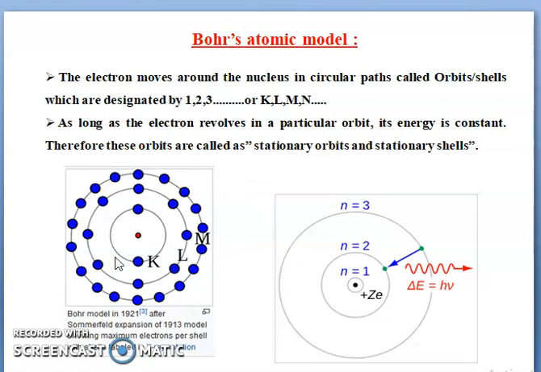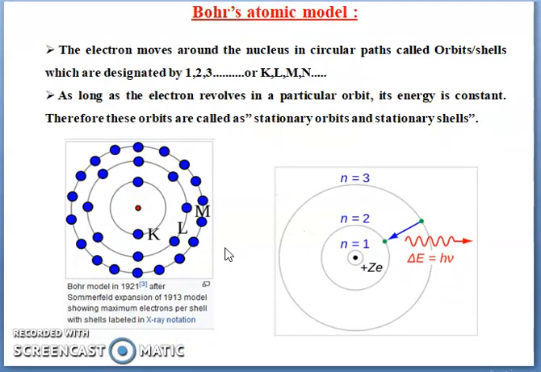We can see here the picture of this Bohr model in 1921, after Sommerfeld explained the 1913 model, showing the maximum electrons per shell with the shells labeled with X-ray notation. This is the model of the Bohr atom. Every orbit is given a label like the letters K, L, M, and another part is the nucleus. Here n equals 1, n equals 2, n equals 3, and when electrons jump from one orbit to another, delta E equals hν, energy will be emitted.